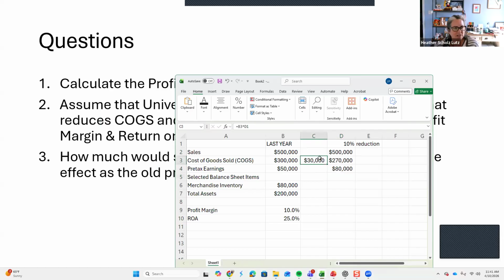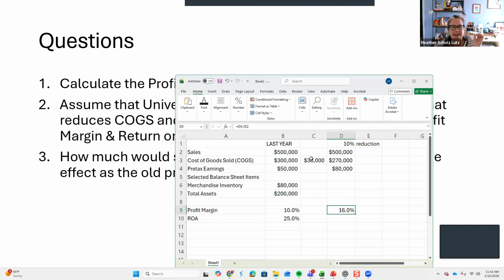So this 30,000 that we were able to save by not having to pay that to our suppliers for our materials, think about that. You're keeping it in your pocket. So our profits are going to go up. In this case, if we do our profit margin, you can see it's increased to 16%. Again, it's just your pre-tax earnings divided by your sales.